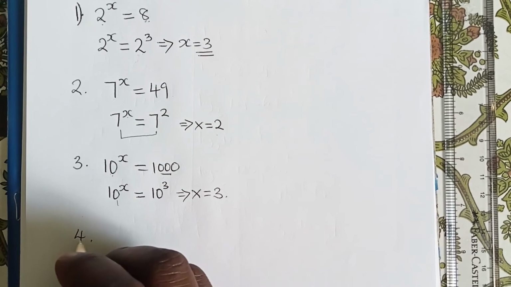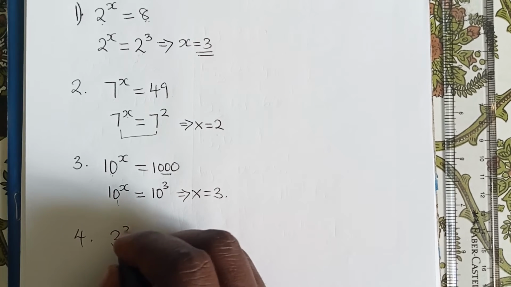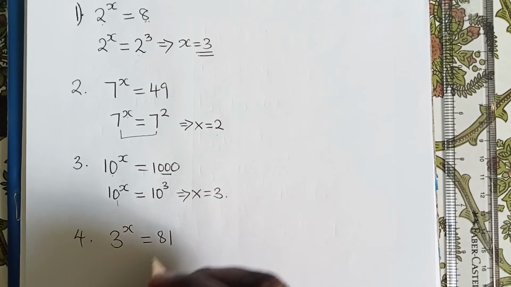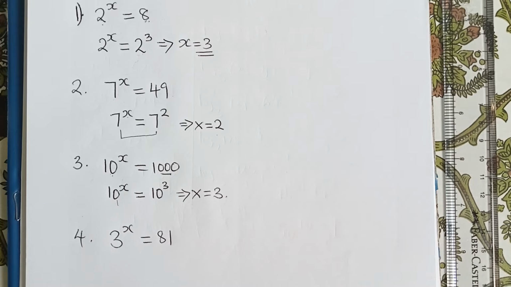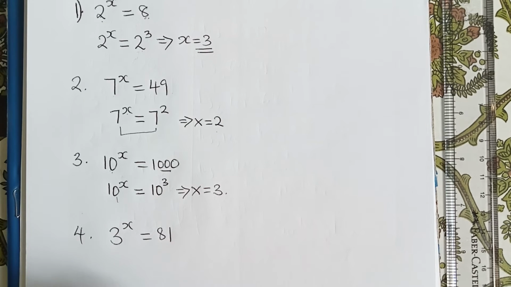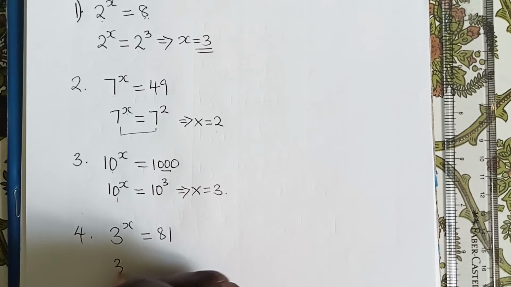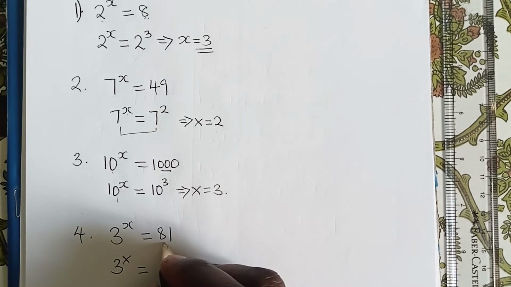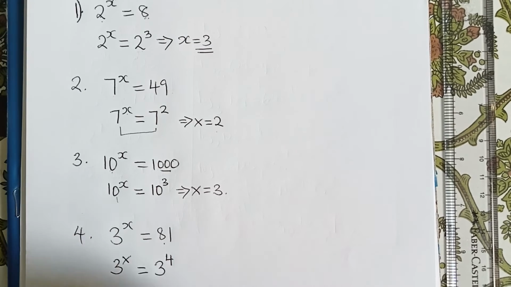Let us solve for x in this equation. 3 raised to power x equal to 81. What do you think is the answer? Yes, this is how we proceed. 3 to the power of x. Let's write 81 to base 3. We get it as 3 raised to power 4.